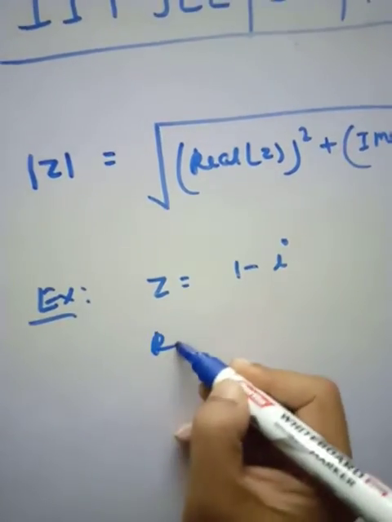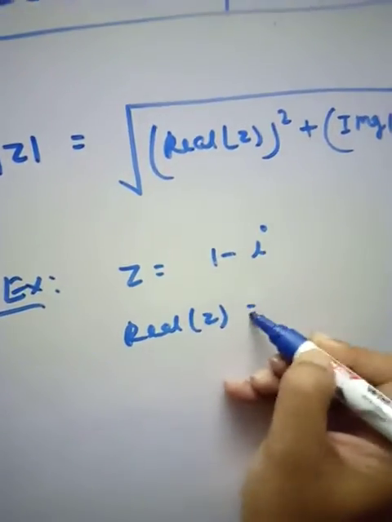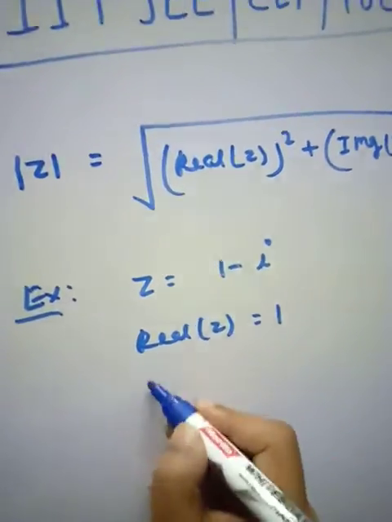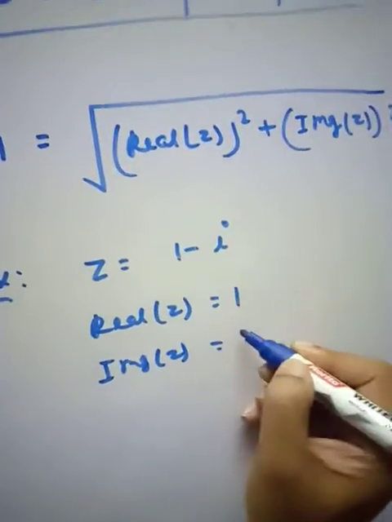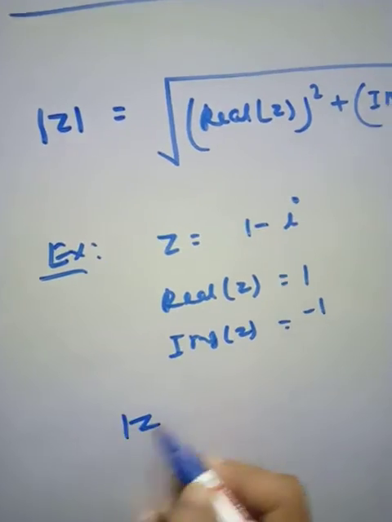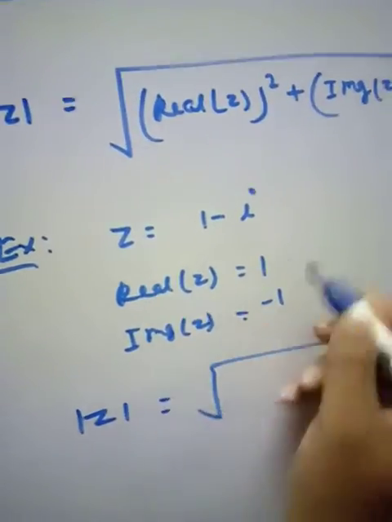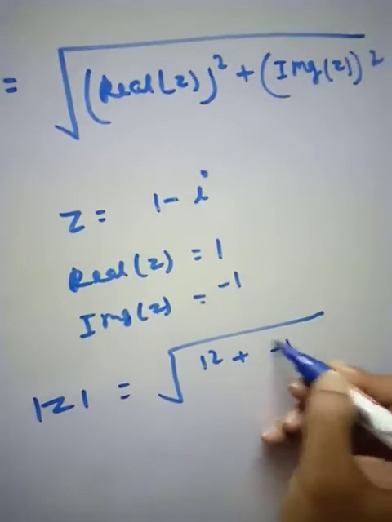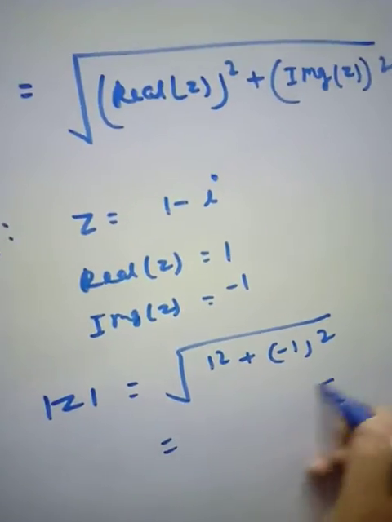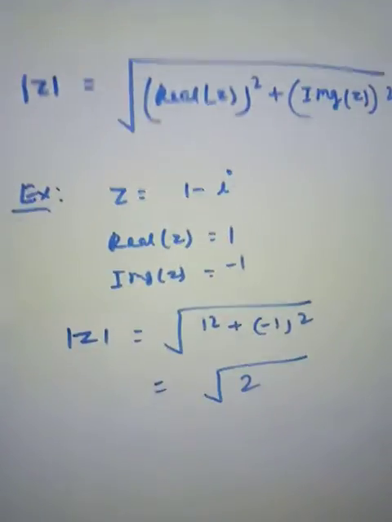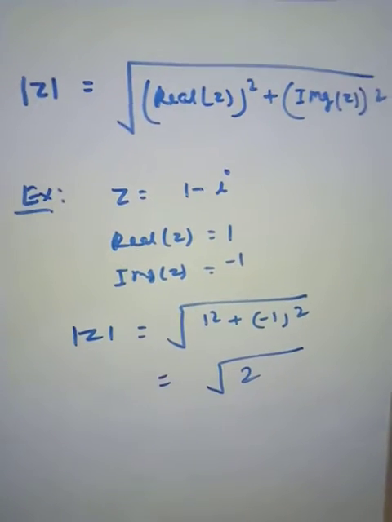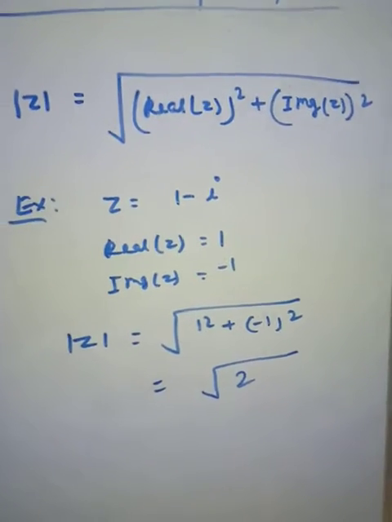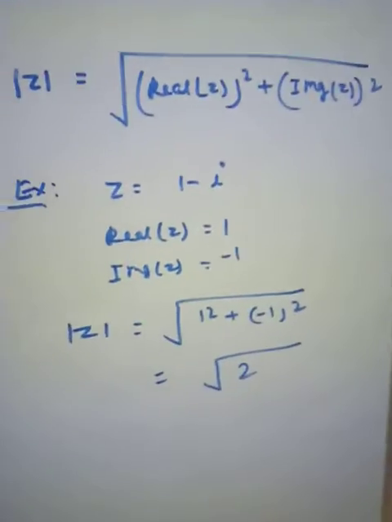For example, suppose we have z equal to 1 minus i. What is real z here? Real z, the first part, is 1. And what is imaginary z? Imaginary z is the coefficient of i, minus 1. So what is the modulus of the complex number? The square root of 1 square plus minus 1 square, because this is squared. So how much? It will be root 2. So the magnitude is the square root of the square of the real part plus the square of the imaginary part.